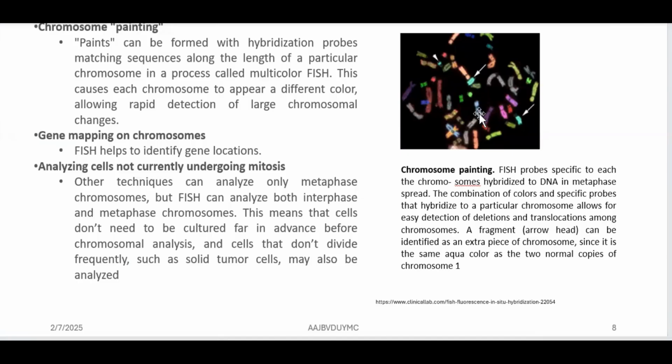Similarly, another application of FISH is gene mapping on chromosomes. Yes, as I said earlier, a specific probe will go and bind at a particular locus of the genome, and you can map the particular gene on the chromosome. Also, it is applicable in analyzing cells not currently undergoing mitosis. Mitosis is a particular physiological state of the cell: metaphase, anaphase, telophase, all these steps, how they progress during mitosis. So this technique can analyze only metaphase chromosomes, but FISH can analyze both interphase and metaphase chromosomes. That means the cells don't need to be cultured far in advance before chromosomal analysis.